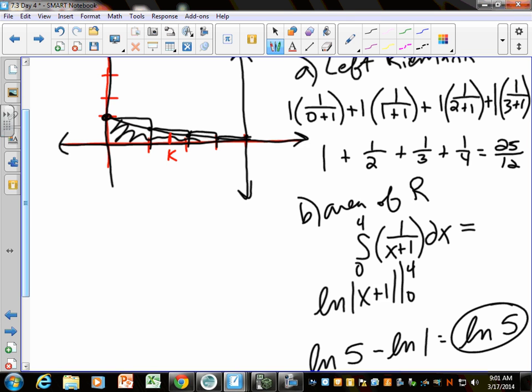Say that again. Well, we found the total area already, right? What do we find the area to be in part B? ln of 5.